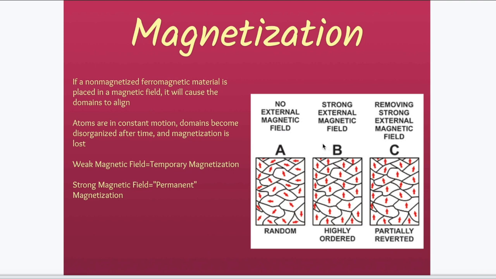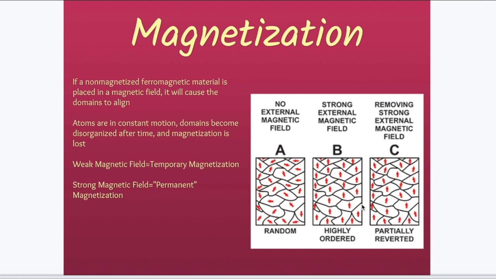And so, if you use a weak magnetic field, like a little refrigerator magnet, yes, you can briefly make something magnetic, but it's not going to last very long. As a result, the magnetic domains are going to revert more to a random arrangement, and it's not going to stay magnetic very long.